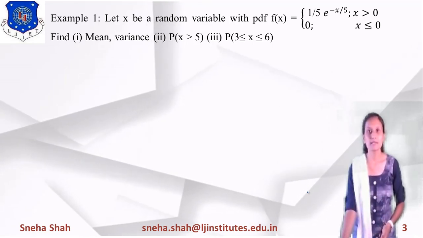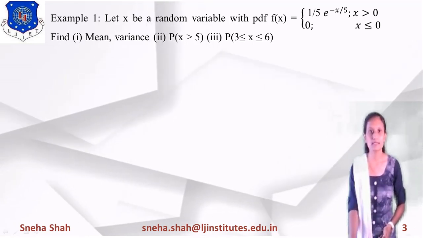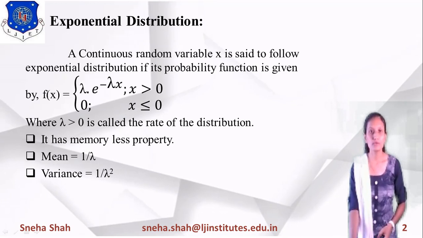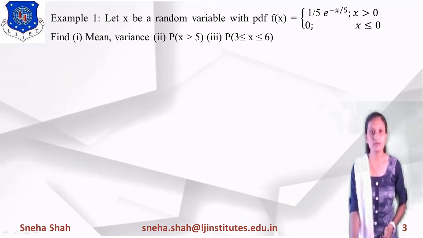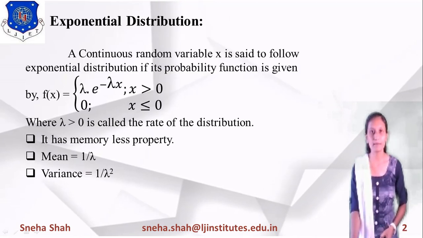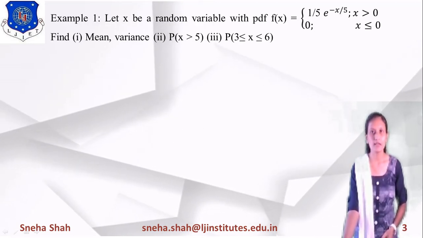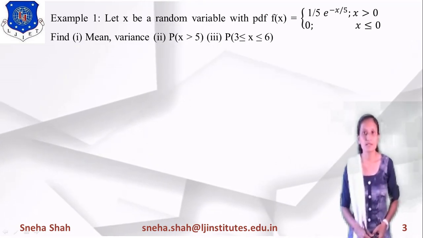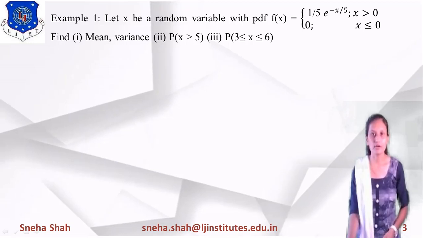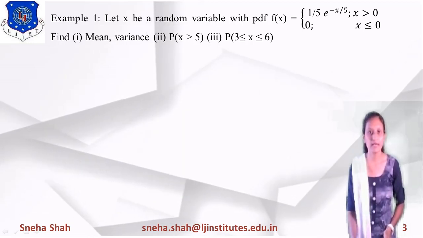Now you can see that this particular function f of x, comparing this equation with the standard equation, you know that the value of lambda equals 1 by 5, right? Because if I put lambda equals 1 by 5 here, then the equation will be like this. So the value of lambda equals 1 by 5. From this, we will take the value of lambda equals 1 by 5.